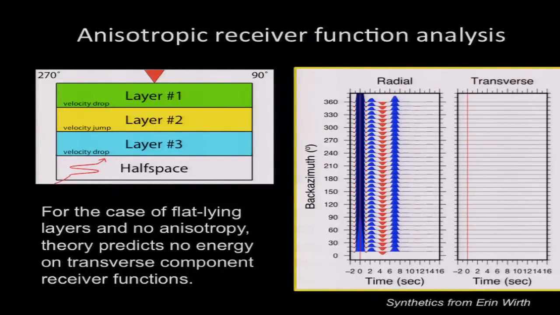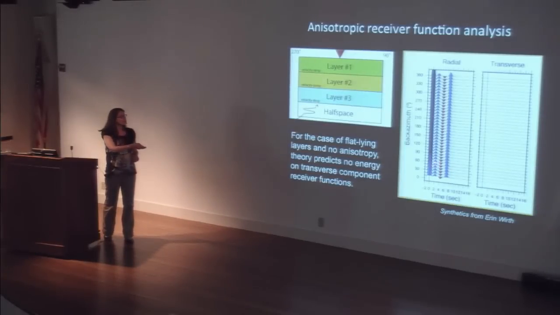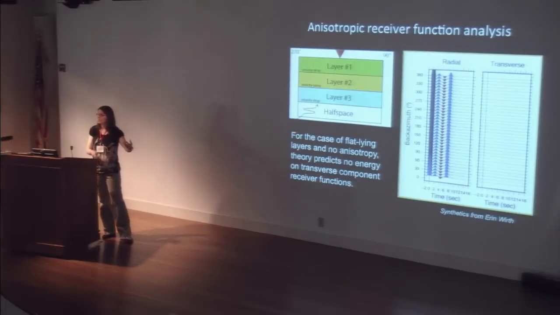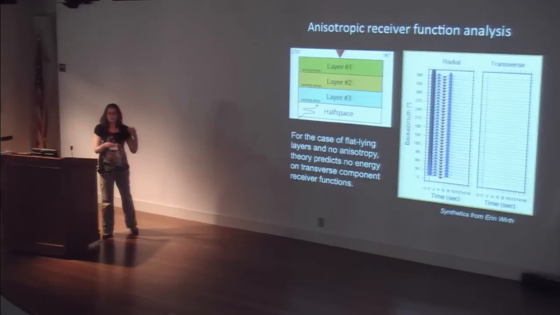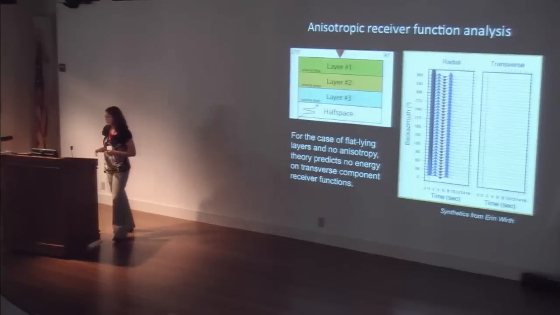You have a structure that has three layers and a contrast in isotropic wave speed at each layer. For this case, on our radial component receiver functions, we would expect to see a P to S conversion associated with each of these boundaries. We wouldn't expect to see any variations in the radial component receiver functions with back azimuth, and we wouldn't expect to see any energy at all on the transverse components, because, as with the SKS phase, you have basically a P to SV conversion. So if you have flat-lying layers and no anisotropy, you would expect to see no transverse component energy.